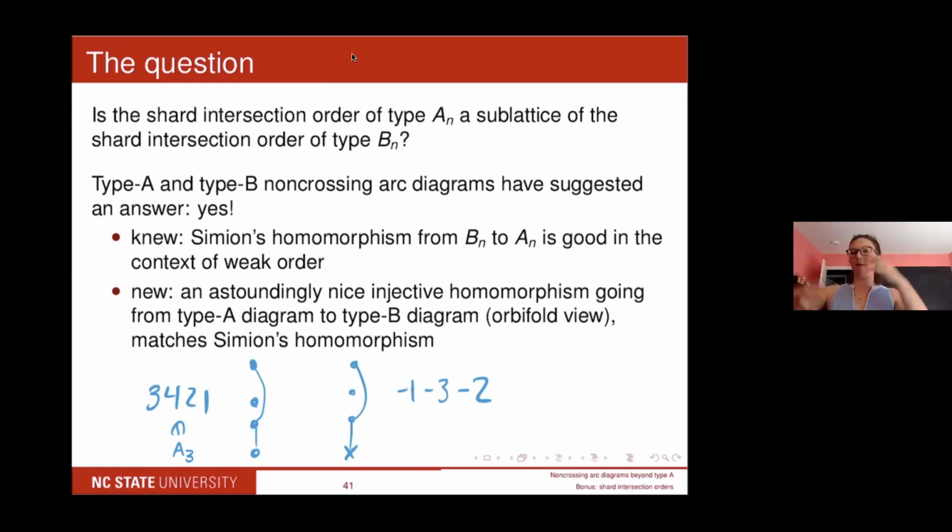And then I've been thinking about what meets look like in the shard intersection order using non-crossing arc diagrams. And I've gotten to the idea that, in fact, the type A_n shard intersection order is a sublattice of the shard intersection order for type B_n. And that is all I've got.